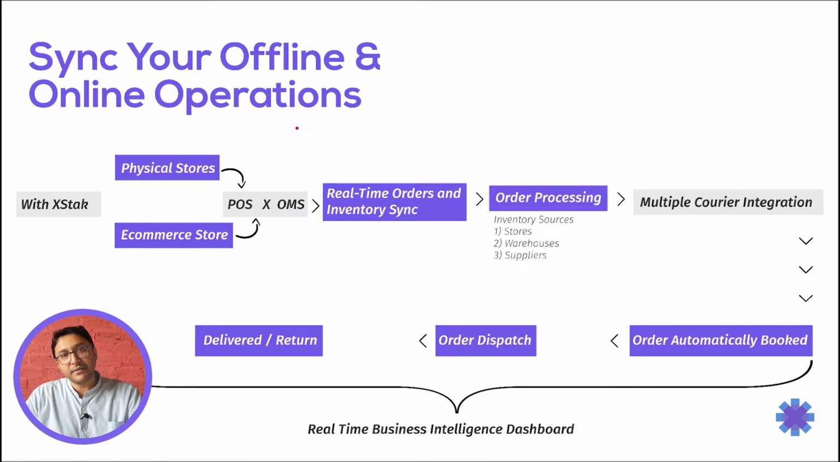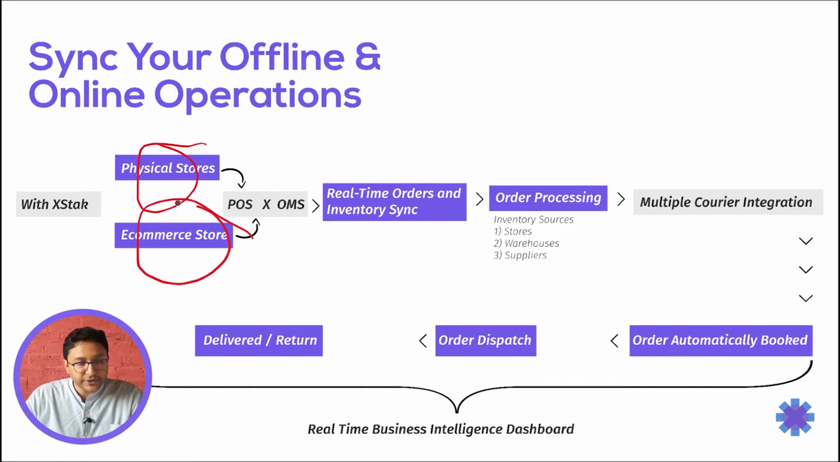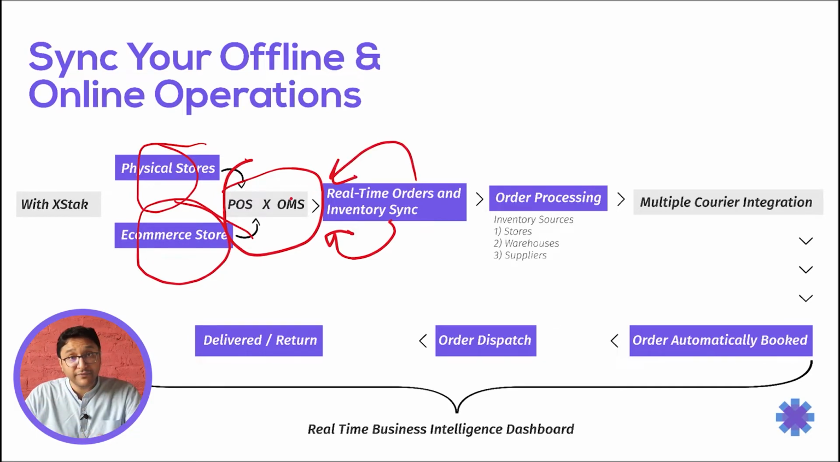So this is just a visual representation of how your offline and online operations work with XStak. You've got your physical stores, you've got your e-commerce channel. Because our OMS and our point of sale are integrated in real time, inventory from your multiple point of sale locations can be synced in real time with the OMS onto your e-commerce channels. And as orders come in, those orders can be synced in real time back to your point of sale systems, so that no overselling happens.